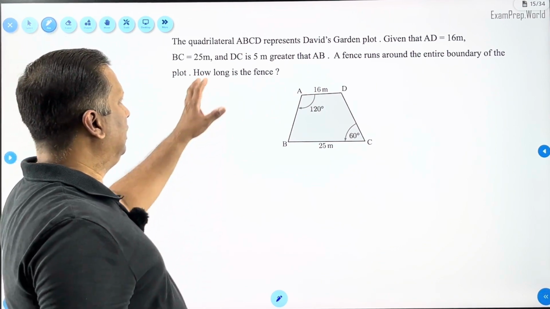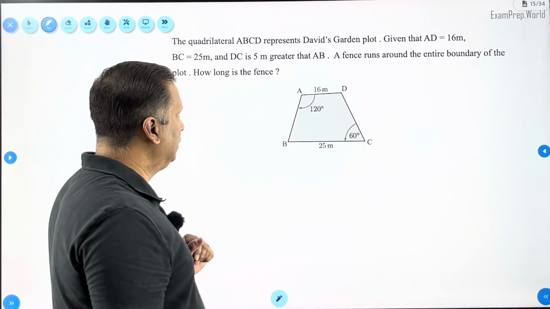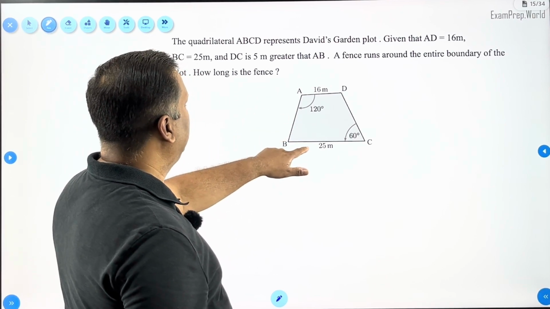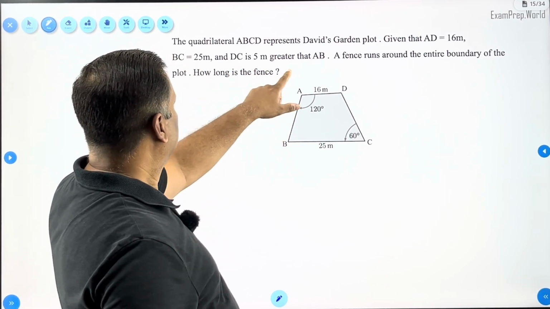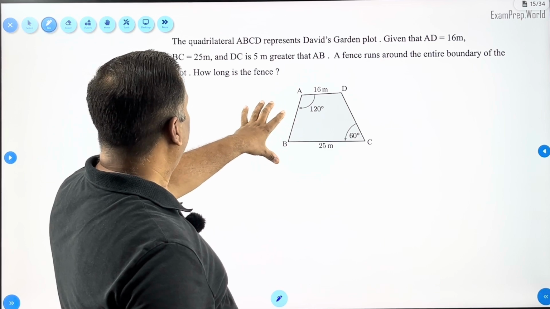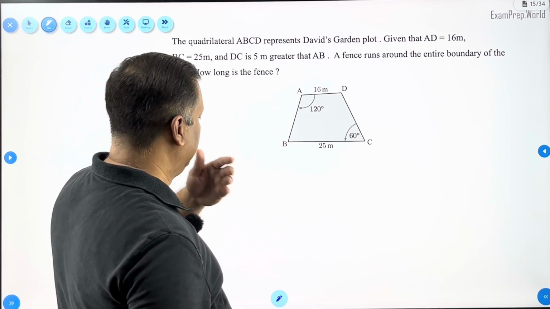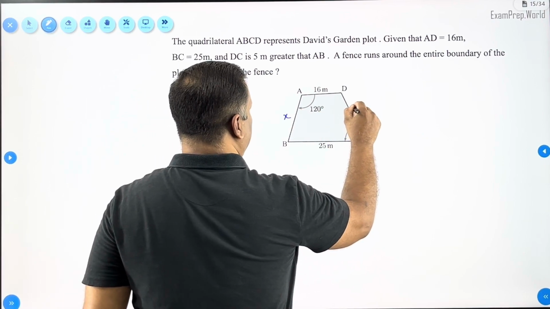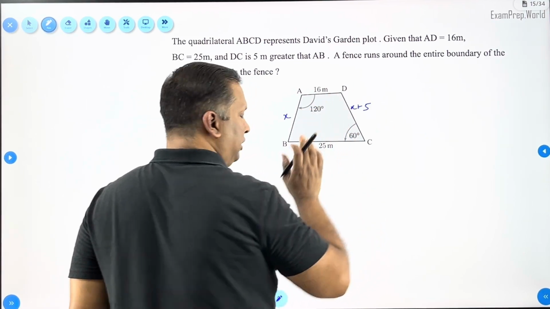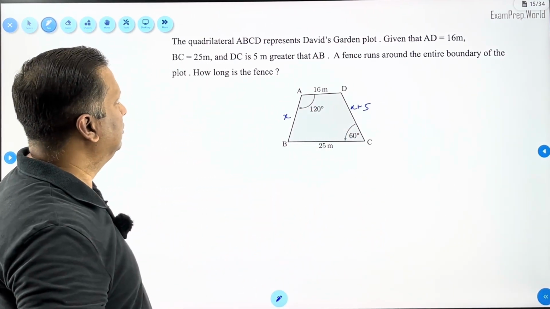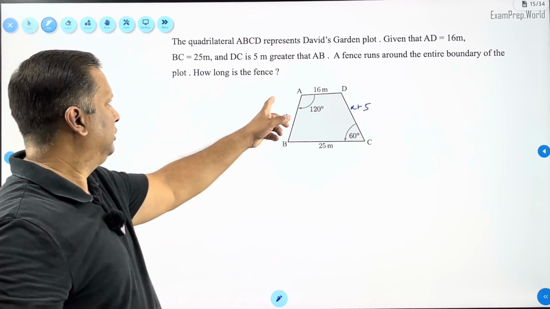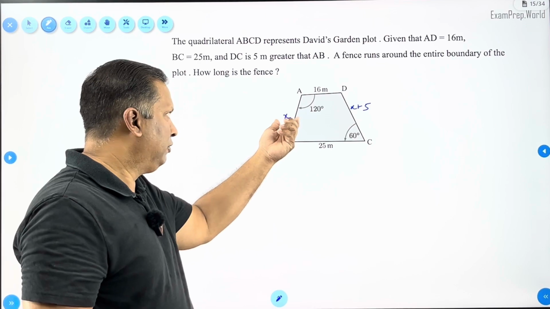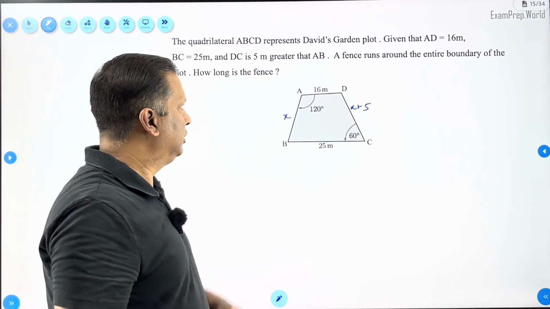Next we have a quadrilateral. This is the quadrilateral given to us. Given AD is 16 and this is 25. DC is 5 meters greater than AB. So if I write this as x, this will be x plus 5. This much they have given us. Now, how long is the fence? We have to find the perimeter of the whole thing. So to find the perimeter, we have to find x itself, right? How can we do this?